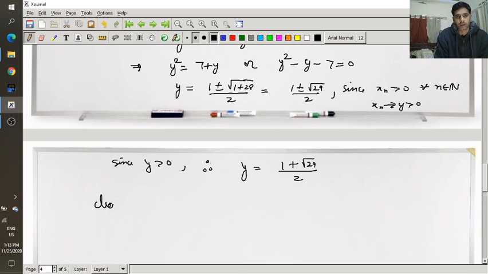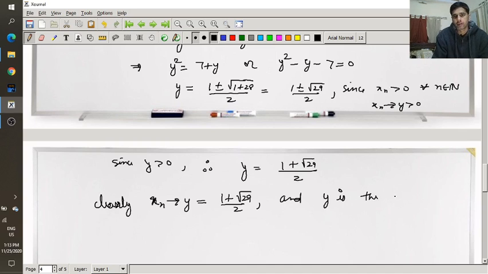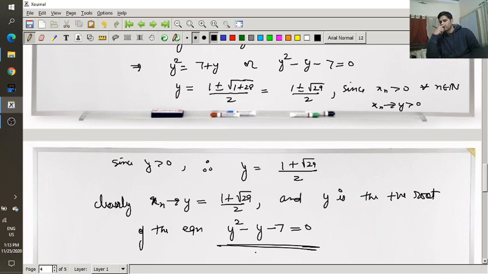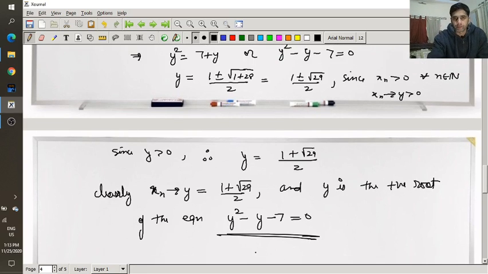Clearly, xn is converging to y, which is equal to 1 plus root 29 by 2, and y is the positive root of the equation y squared minus y minus 7 equals 0. So this is the whole solution.